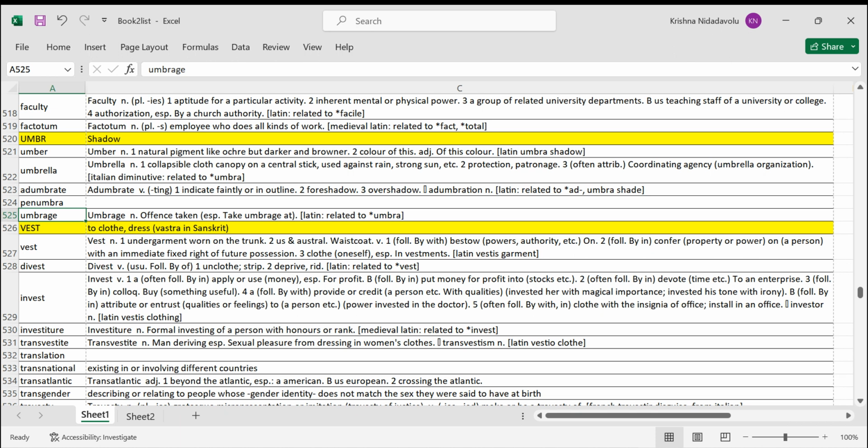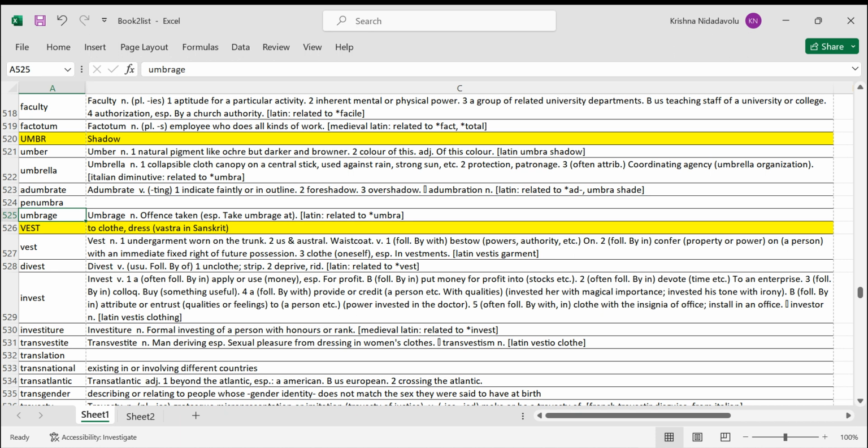Take umbrage at. Shiv often took umbrage at his treatment of her, without being able to pinpoint what was offensive about it. Taking umbrage at means taking small offense, taking offense. That is umbrage. This is a shadowy suspicion.